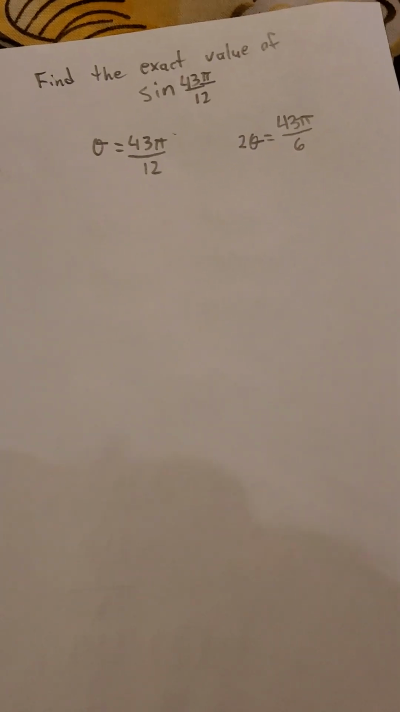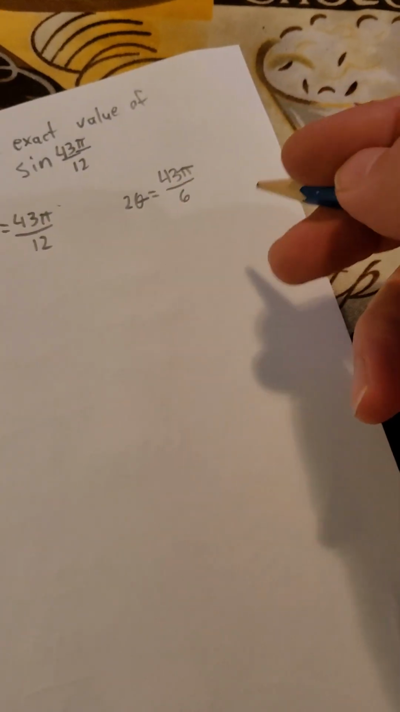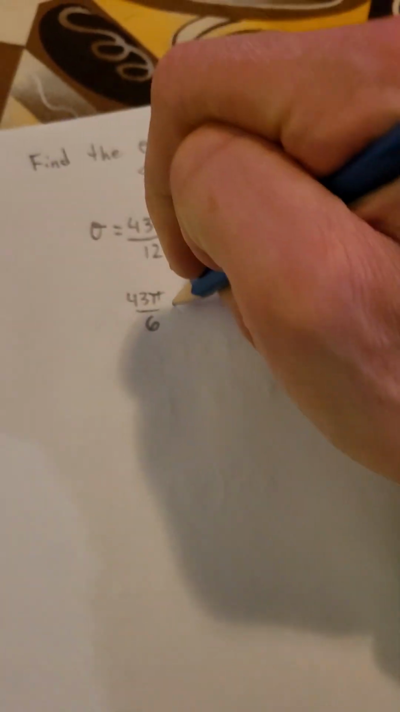Okay, so right now let's just break this number down. 2 theta is going to be 43 pi over 6, and so 43 pi over 6 is the same thing as, well, if we divide that through, we end up with 7 pi plus an extra pi over 6. So I don't want that 7 pi.